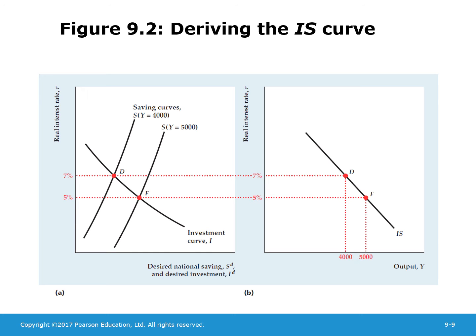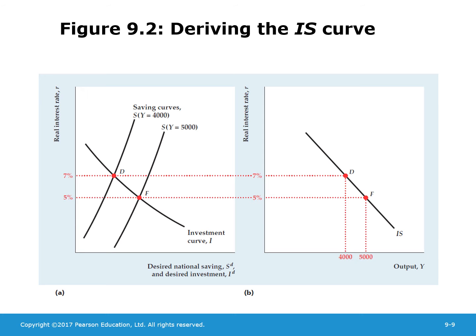The IS curve in panel B is the relation. Again, as we said for the FE line, we are always plotting the real interest rate on the vertical axis and the output on the horizontal axis. But now the relation that the IS curve represents is the equilibrium in the goods market and not the labor market as the FE line did. So here we are plotting the equilibrium in the goods market.